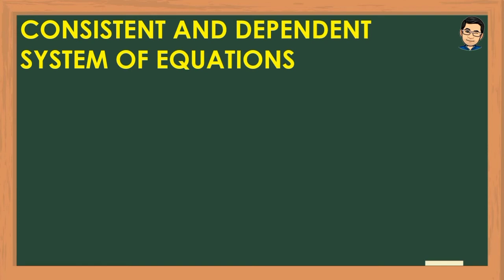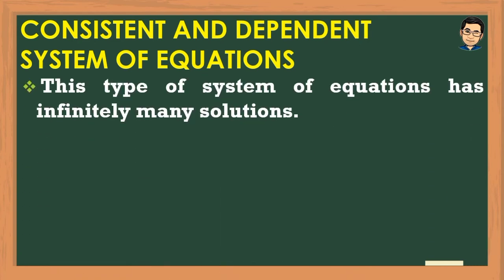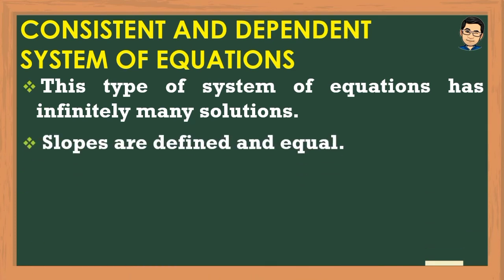So, anong pinagkaiba ng consistent, independent sa consistent and dependent? So, this type of system of equation has infinitely many solutions. So, kung kanina exactly one solution, ito po, infinitely many solutions. Infinitely, ibig sabihin, walang katapusan. Marami. Hindi natin mabibilang. So, slopes are defined and equal. Okay. So, defined yung mga slope and then parehong-pareho.